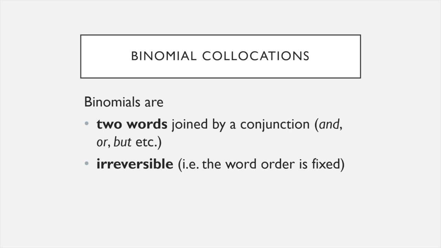The order of the 2 words is always fixed. For example, we say, I listen to rock and roll music, not roll and rock. Or we say a situation is black and white, not white and black. So the order of binomials is irreversible.